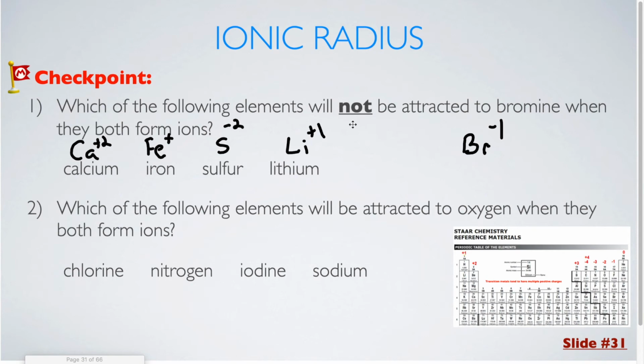Now we want an element which will not be attracted to the bromine. That means that they should be the same type of charge. They should both be negative. So the best answer here would be sulfur.